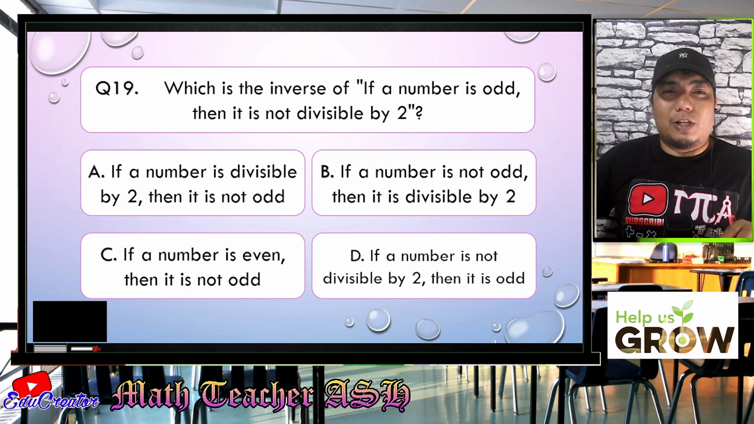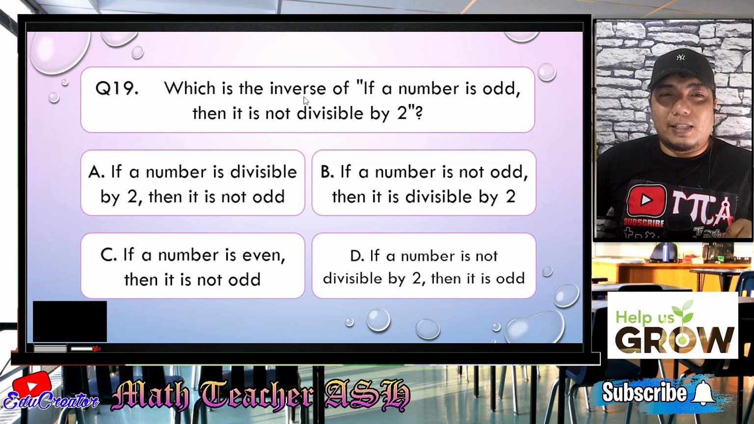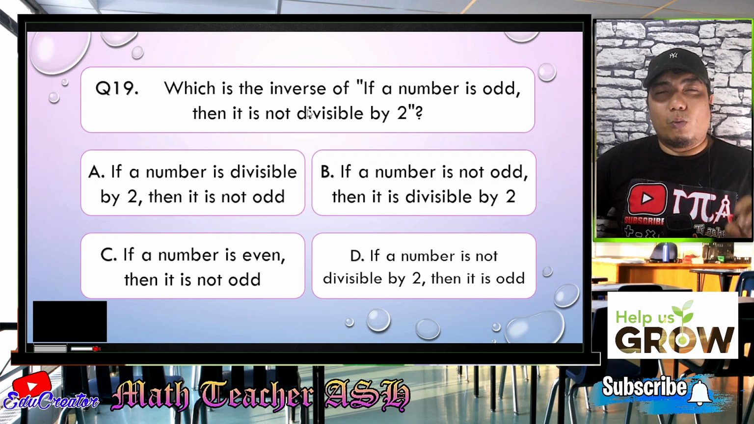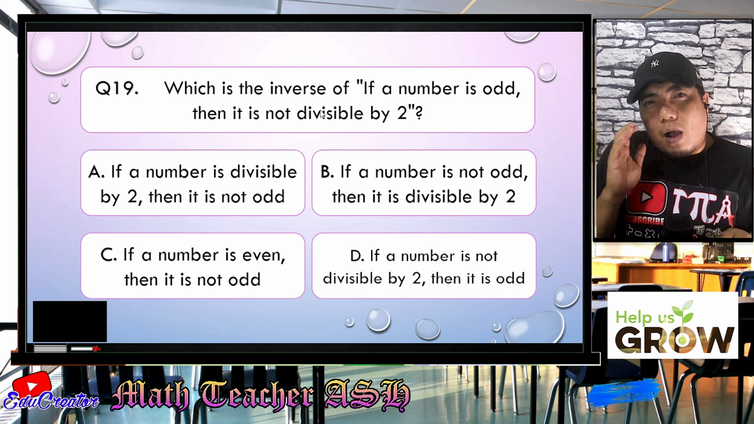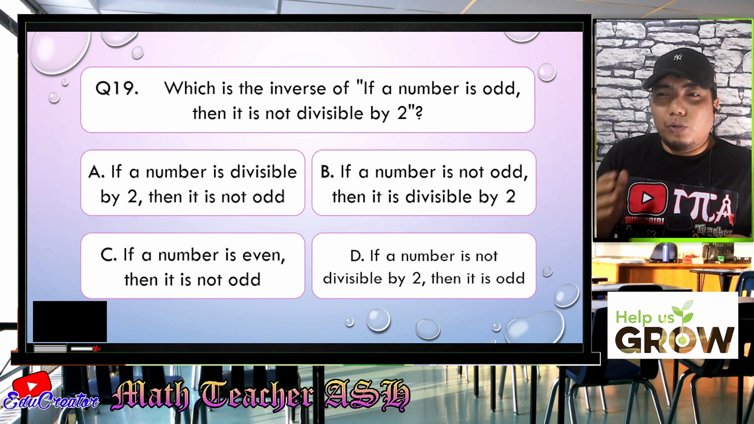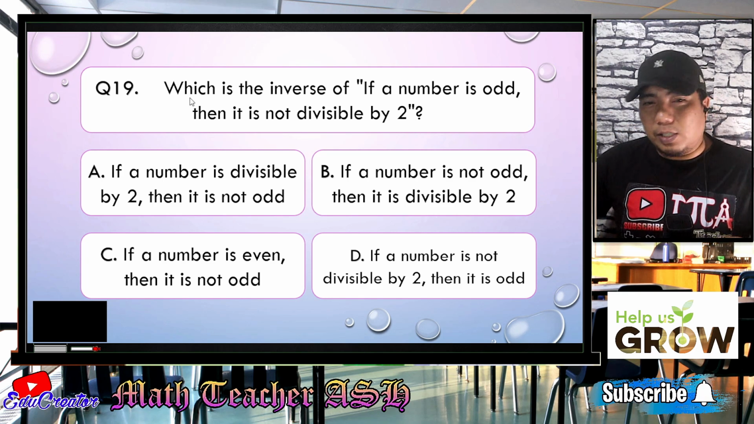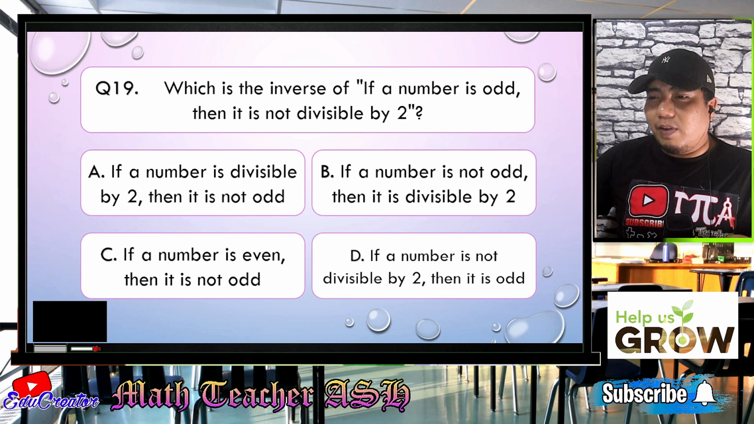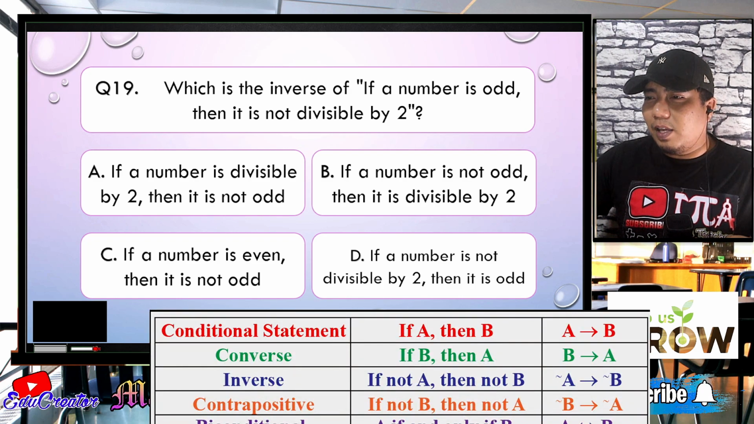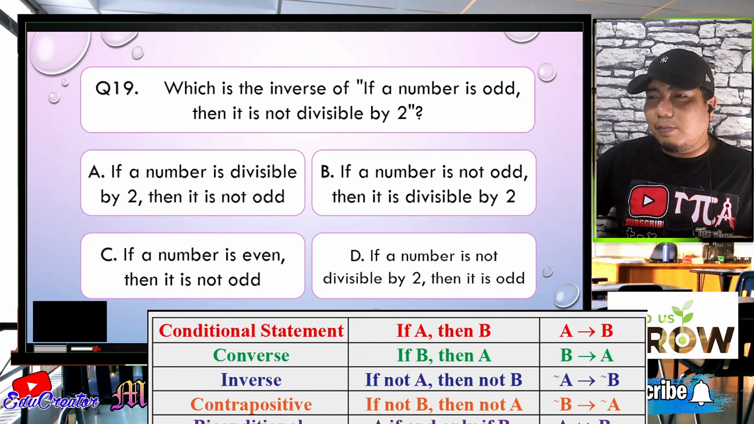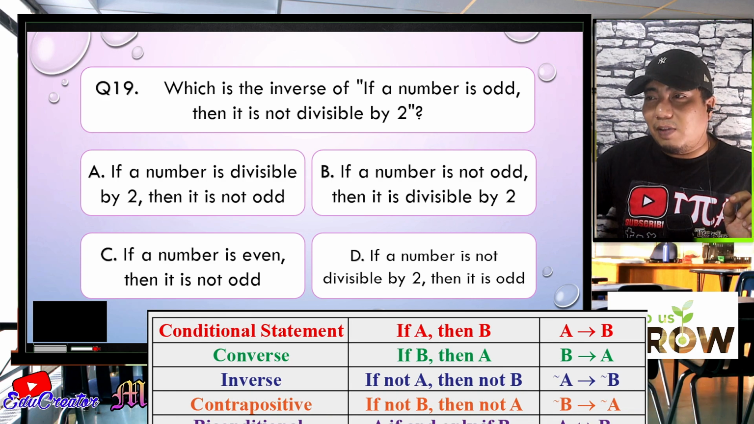All right, my dear math learners. Now, what we have here is the inverse statement. So we need to find the inverse statement. The question is, how do you know what an inverse statement is? Let me show you this given form. We have here the conditional statement, the if and then. In the if-then statement, we have if A, then B. That is, if a number is odd, then it is not divisible by 2. So that is if A, then B.